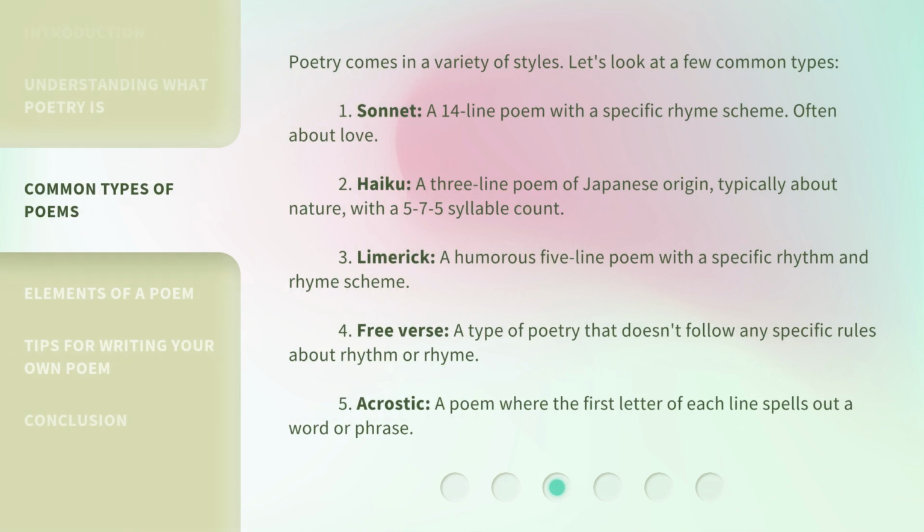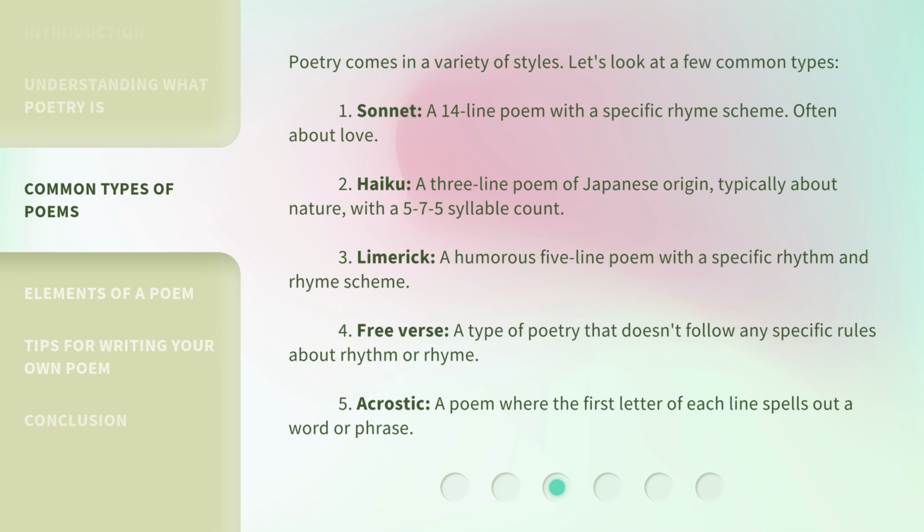Poetry comes in a variety of styles. Let's look at a few common types. 1. Sonnet. A 14-line poem with a specific rhyme scheme, often about love. 2. Haiku. A 3-line poem of Japanese origin, typically about nature, with a 5-7-5 syllable count.